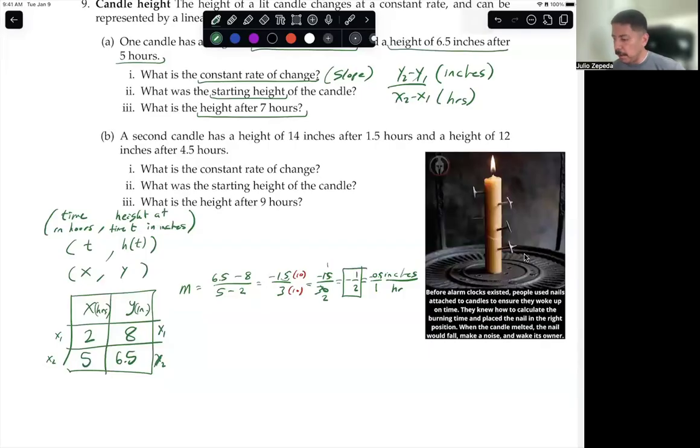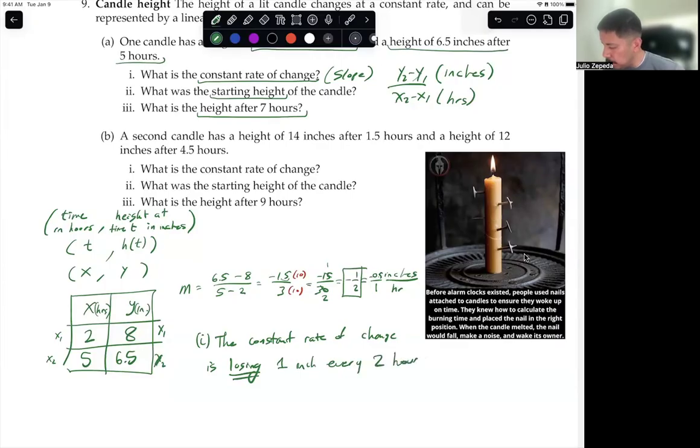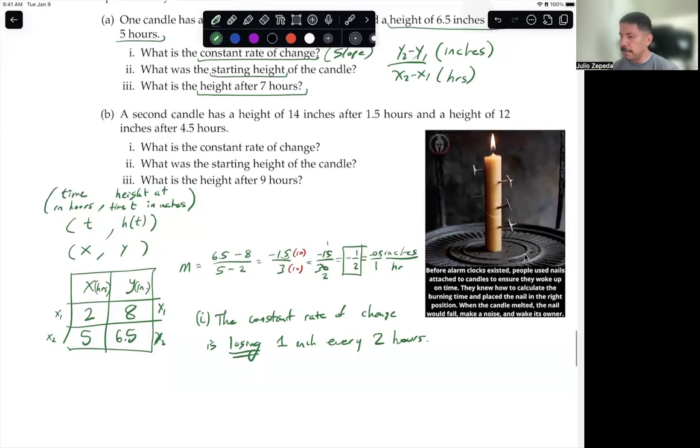So for part 1, the constant rate of change is losing. The losing represents the negative sign: losing 1 inch every 2 hours, or half an inch every hour, or 2 inches every 4 hours if you want. Okay, so there we go.